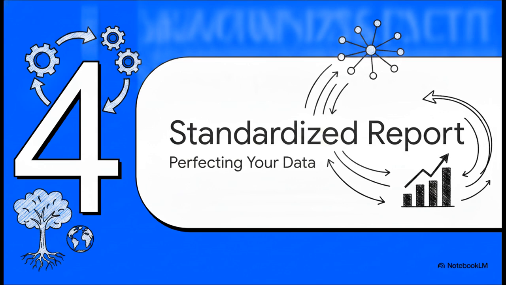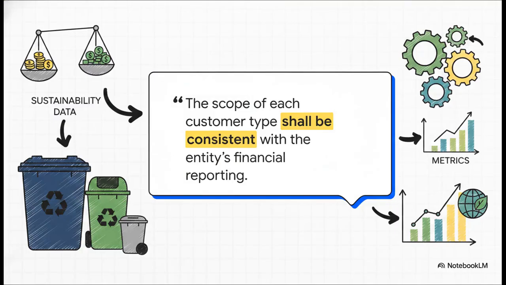Finally, Section 4, Perfecting Your Standardized Report. Look, across all of these metrics, whether you're counting customers, separating municipal from residential, or weighing metric tons of waste, the ultimate golden rule here is consistency. Specifically, the standard explicitly says the scope of each customer type has to be completely consistent with your financial reporting. So if your financial filings group a specific type of commercial contract under a certain revenue bucket, your sustainability activity metrics have to mirror that exact same logic. Sustainability data and financial data just can't be siloed anymore. They really have to speak the exact same structural language.